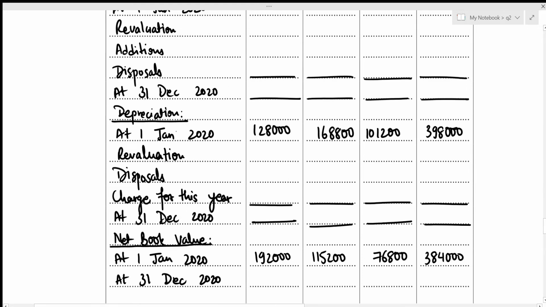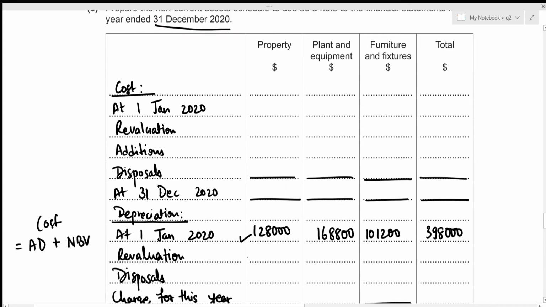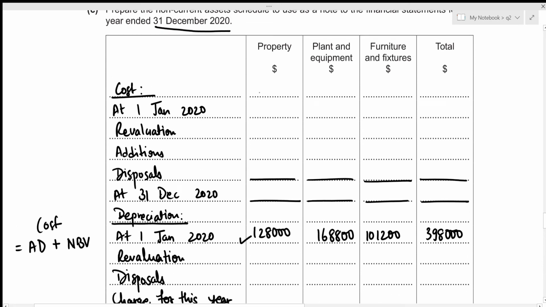Okay, we can see that we have our depreciation as well as the net book value at the opening date, which means that we can easily figure out the cost for the opening date, because cost is just the sum of the accumulated depreciation and the net book value, right? So we can easily figure it out. Now for property, that's going to be the accumulated depreciation of 128,000 plus the net book value of 192,000, which gives the cost at the opening date to have the value of 320,000.